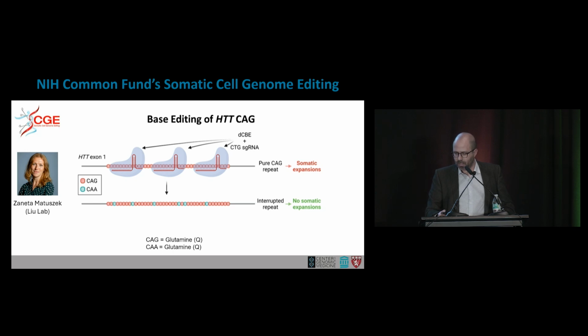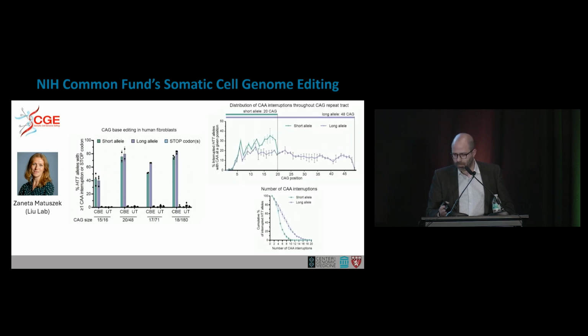So Zanetta, a graduate student at the Liu Lab, has been playing around with this and developing base editing strategies targeting the repeat itself. You're going to have multiple landing spots for your CRISPR reagent within the repeat, with the idea that if you change the CAG into a CAA, which still codes for a glutamine, you're not changing the protein, but you're interrupting the repeat, making it more stable. At least that was the hypothesis.